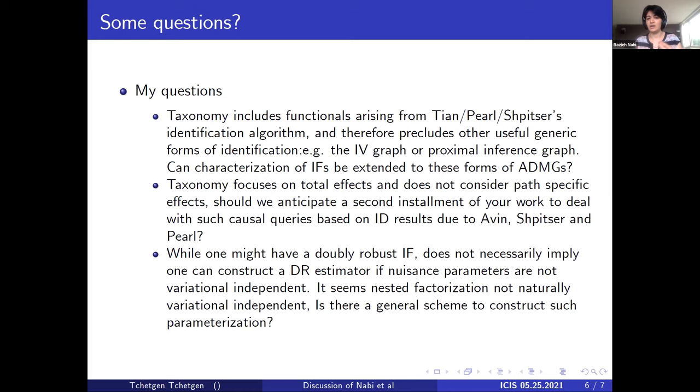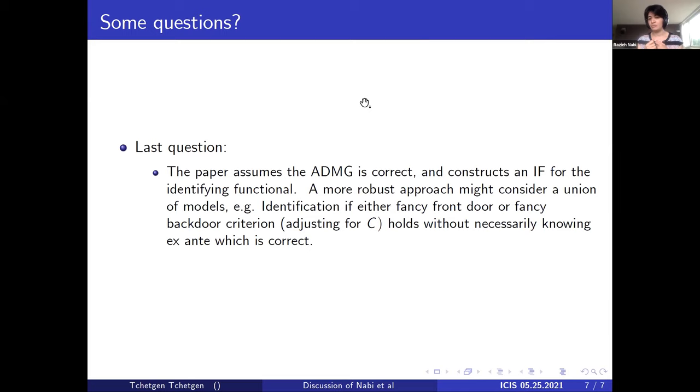For the third question, in terms of variationally independent pieces, our claim is that when the treatment is primal fixable in an arbitrary ADMG, it's always the case that the nuisances in the influence functions are going to be variationally independent, and the two estimators that we can get out of this IF, basically the primal and IPW, are always going to be variationally independent.